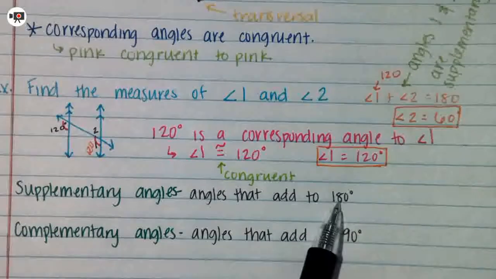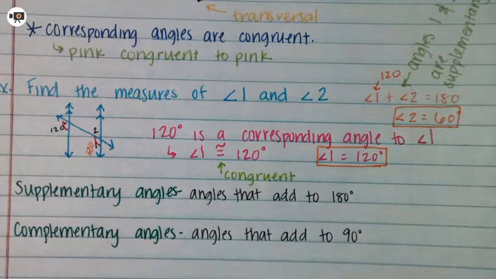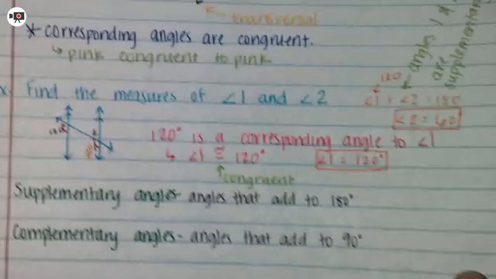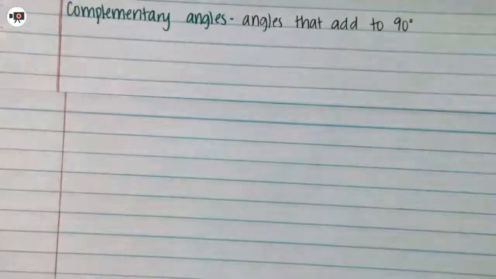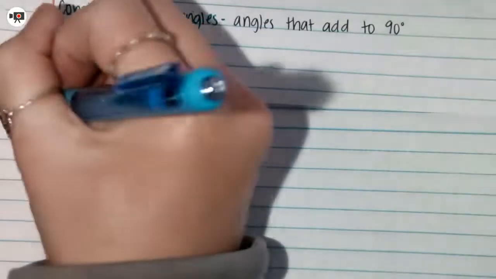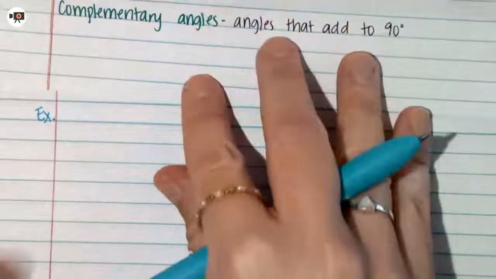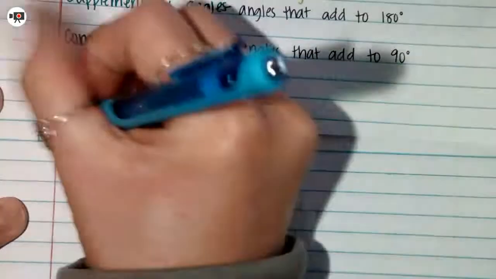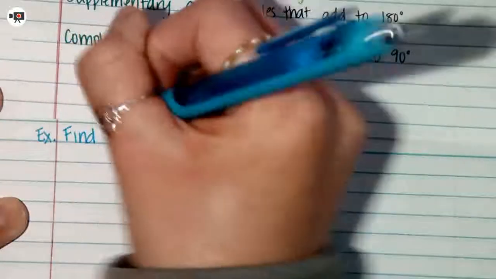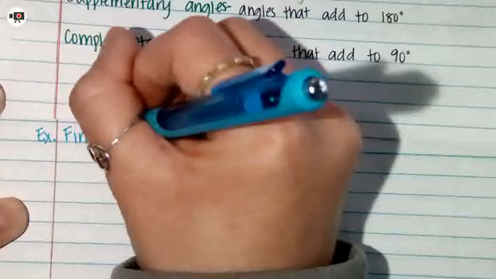Supplementary, 180, complementary, 90. So knowing all of this, let's look at another example. Again, we are going to find angle measures. So find the missing angle measures.